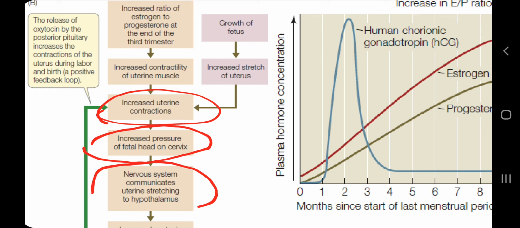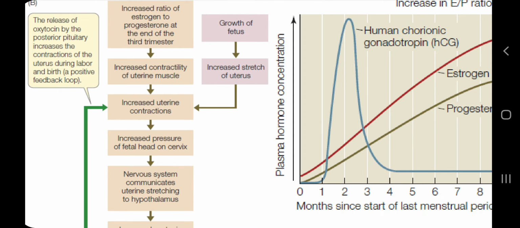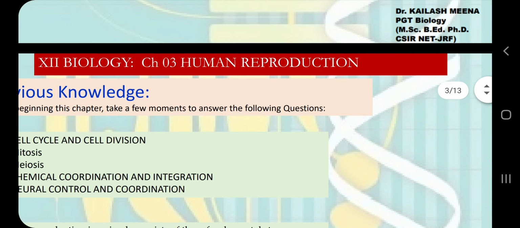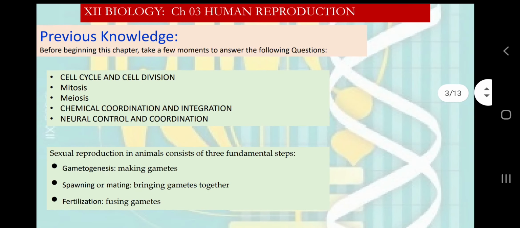Nervous system communicates uterine stretching to the hypothalamus. Now you know what the role of the hypothalamus is here. The hypothalamus will make oxytocin, and the hypothalamus has many types of receptors, pressure receptors, thermoreceptors, osmoreceptors, to know the physiological condition of the body. The hypothalamus is involved everywhere when it comes to regulation with hormones. So you will encounter this. That is why I mentioned that if you want to understand the concepts discussed in this chapter better, you need to refer to these chapters from class 11th NCERT.